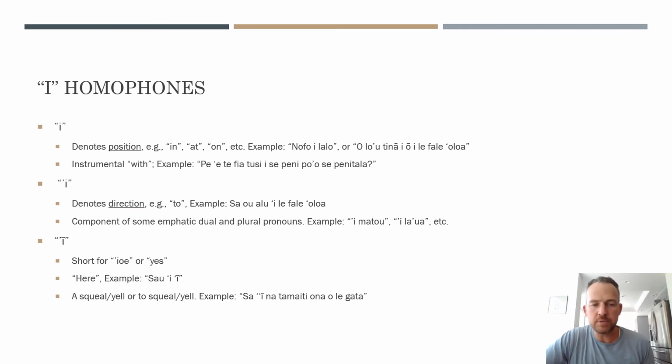And then the last example is less common, but it could also mean a squeal or a yell as a noun, or it could be the verb to squeal or to yell. So an example might be, "Sa i na tamaiti ona o le gata." Sa is our past tense marker. I is our verb there, to squeal or to yell. Na tamaiti, na means those, tamaiti are children. Ona o is our way of saying because. Le gata is the snake. Anyway, long example.